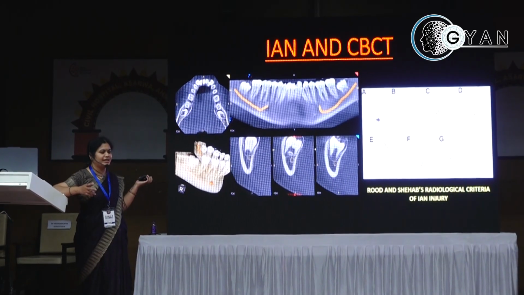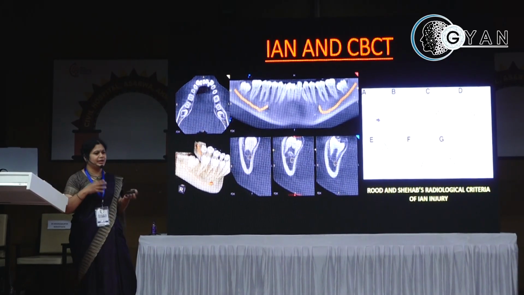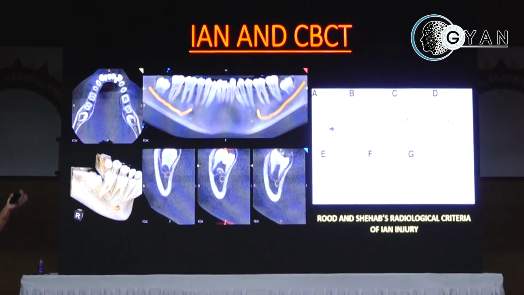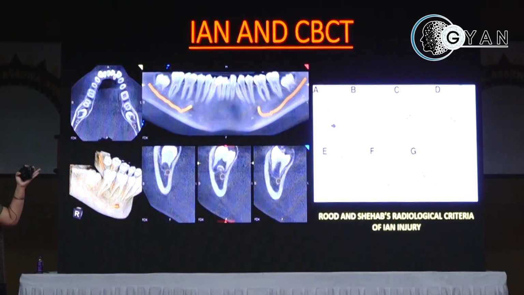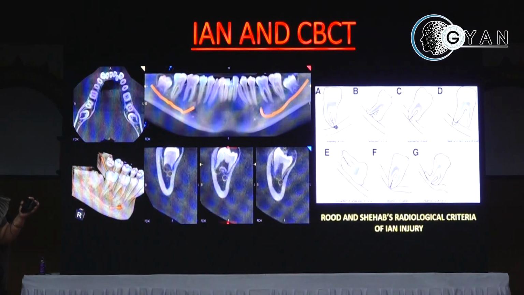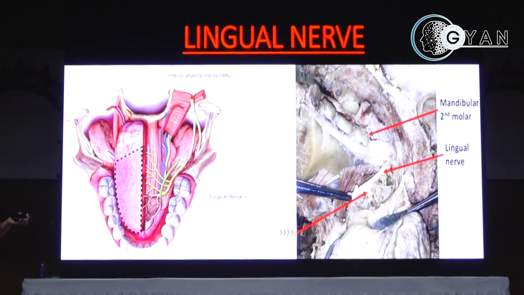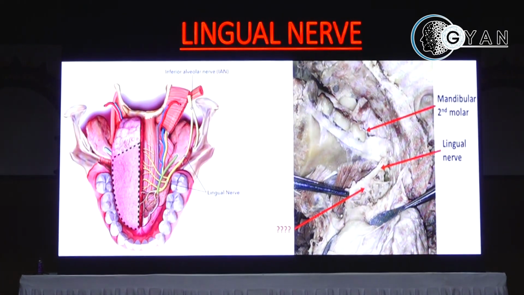We have seen you can know whether it is mediolateral, superior, inferiorly, what's the extent. Also have an idea of the relationship of the IAN to the third molar tooth before you embark on a surgery for this. Now coming to the lingual nerve.